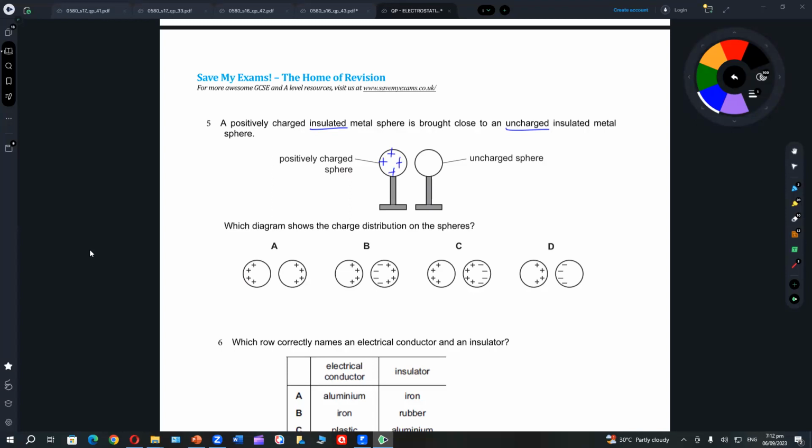One sphere is positive, and it's a case of induction. This is called induction. Okay, B is fine.